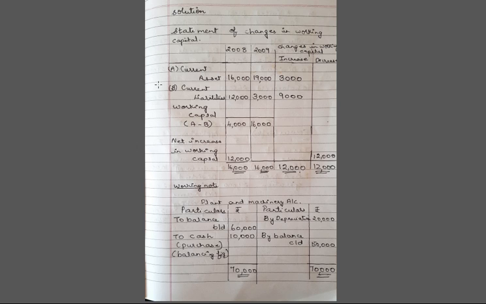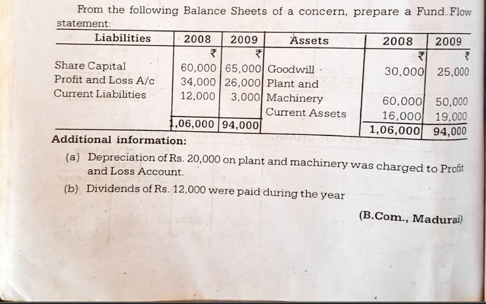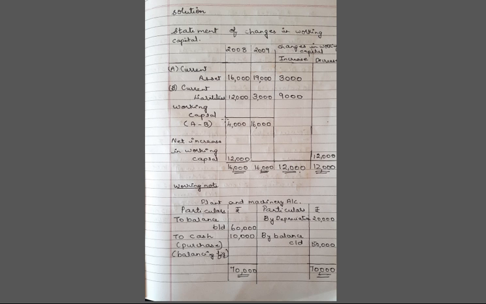Now, first is A, current assets. You have to write all the current assets under this. If you check in this problem, you have only one current asset, there are no other items. This means all the current assets are included in this, that is 16,000 and 19,000. So write the amounts 16,000 and 19,000. Now find out the difference. The difference is 3,000.